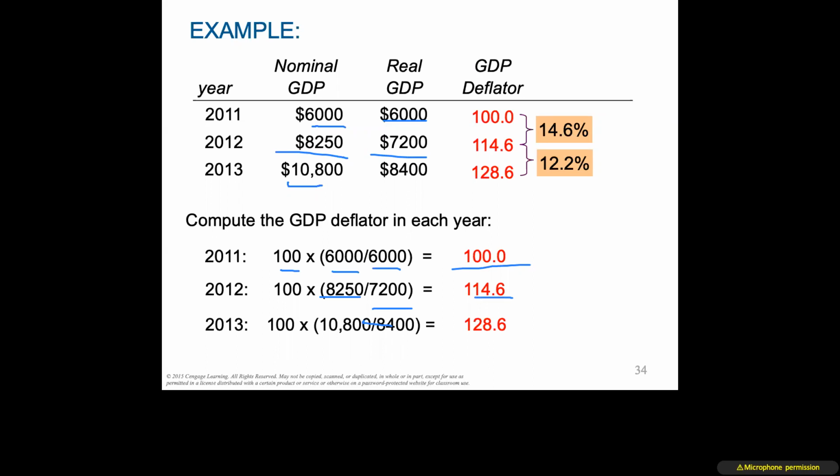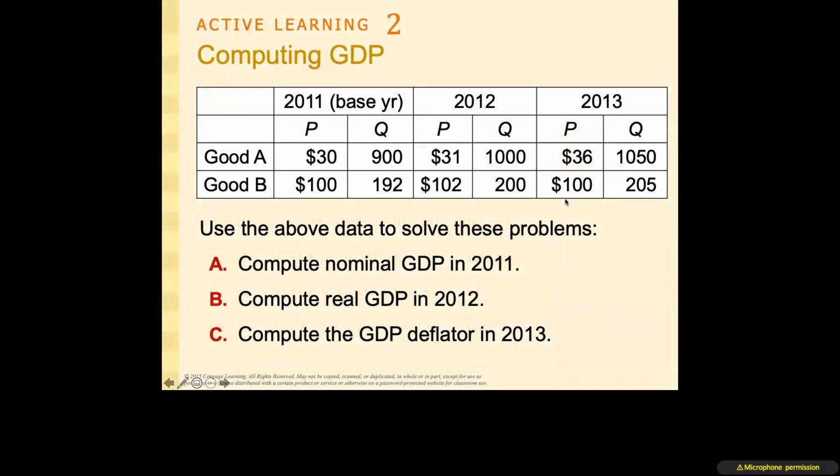And now we did the same thing with 2013. The GDP deflator is looking at what's going on with the GDP. So in the case between 2011 and 2012, we're seeing a GDP deflator of 14.6%. What are we seeing between 2012 and 2013? Well, we're seeing 12.2%. So it's telling us what the relative inflation rate was.